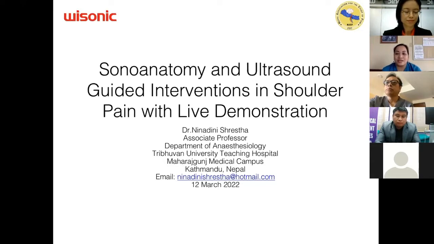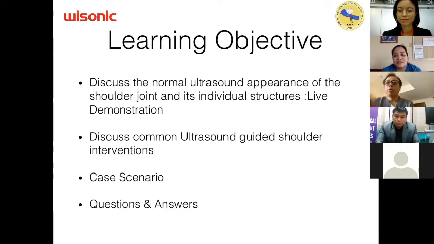So today's topic is sonoanatomy and ultrasound guided interventions in shoulder pain with live demonstration. Today, we'll be discussing some normal ultrasound appearance of the shoulder joint and its structures with a live demonstration first, following which we'll have a discussion on some common ultrasound-guided shoulder interventions. To make the session a little more oriented to clinical practice, we'll have a case scenario discussion, following which we'll have a question and answer session.